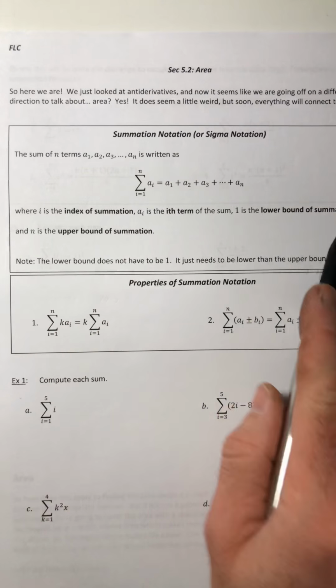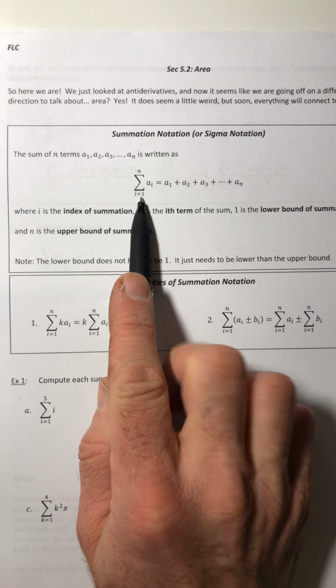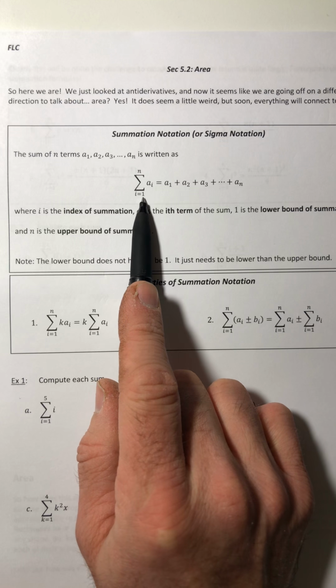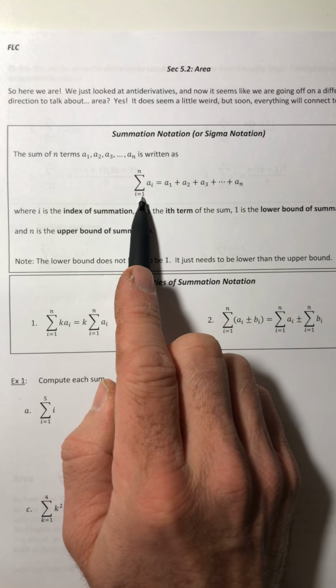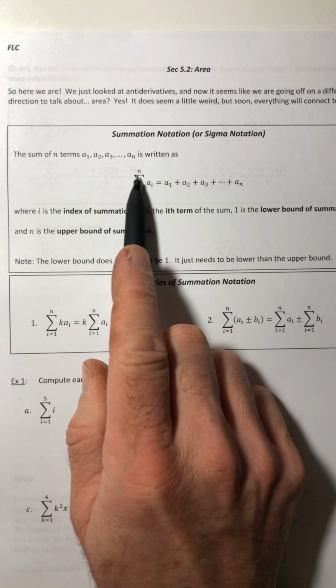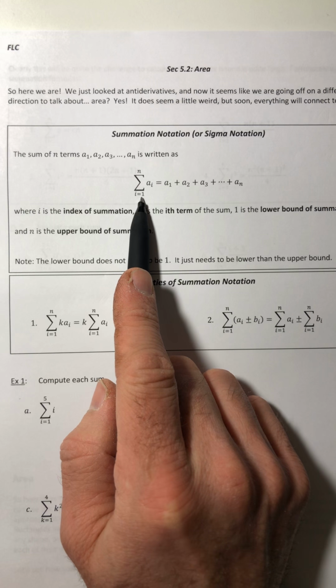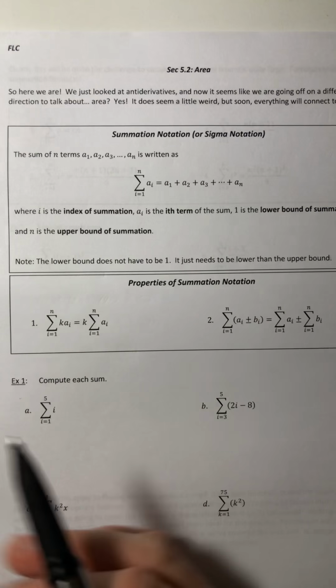So you can read through this. Note the lower bound, this number doesn't always have to be a 1. You're going to have two numbers, a number down here and a number up top. This number is always going to be smaller than that one. It doesn't have to start at 1. It could start at 0, it could start at 5, it can start anywhere.